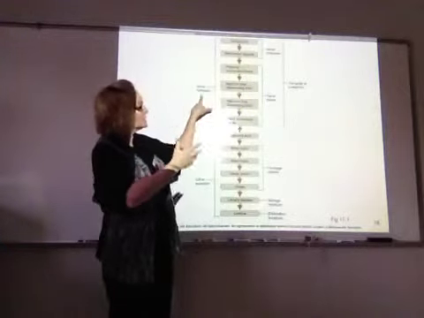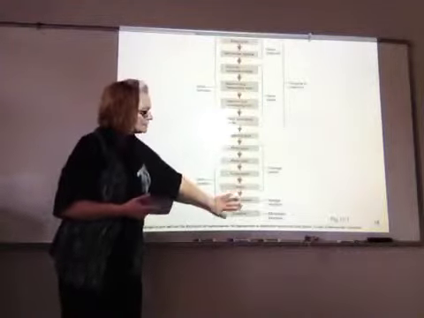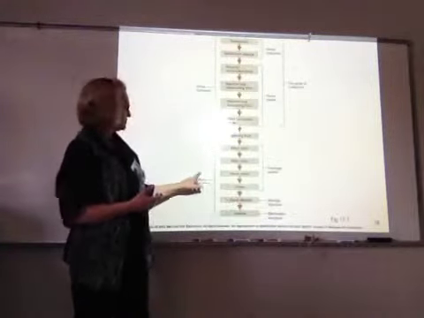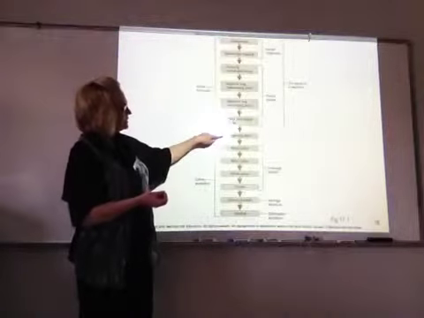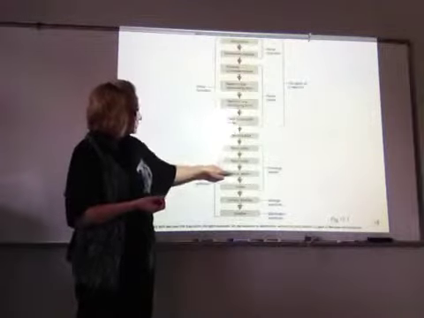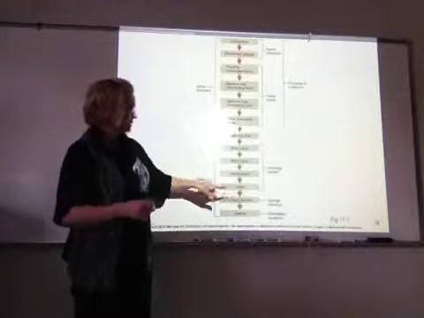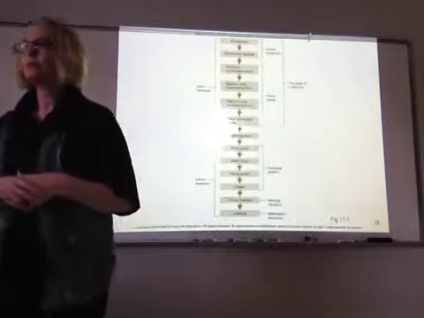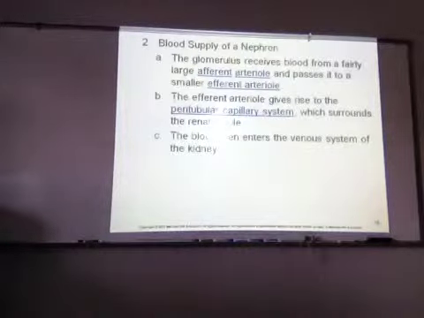Once that urine is collected, this is the series it goes through to get rid of it. Once it's in this collecting duct, it's going to go through the minor calyx, major calyx, into the renal pelvis, which drains into your ureter, down to the bladder, and then out of the urethra. So I do like that figure to kind of wrap everything up.